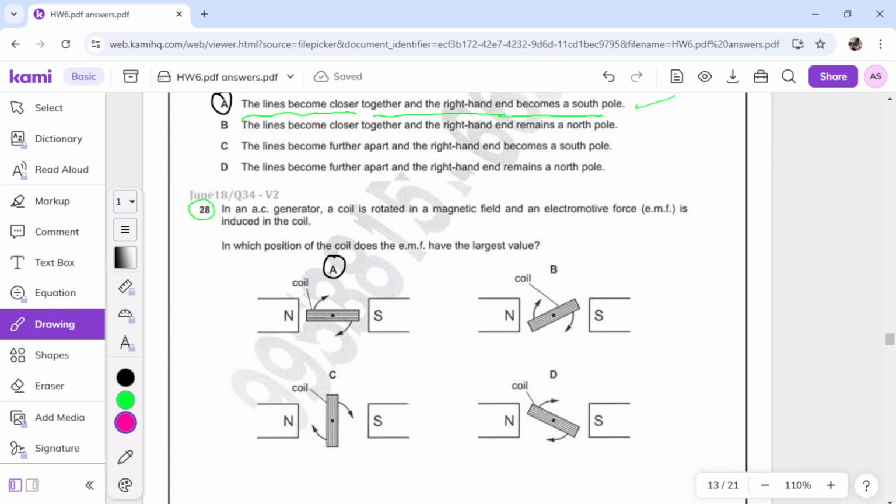In an AC generator, a coil is rotated in a magnetic field and electromotive force EMF is induced in the coil. In which position of the coil does EMF have the largest value? We said before, largest value, it must be horizontal and it will be 0 if this is vertical. So now here, EMF equals 0 for the coil parallel to the magnetic field. We have EMF maximum here. So this is why we choose A. Next.